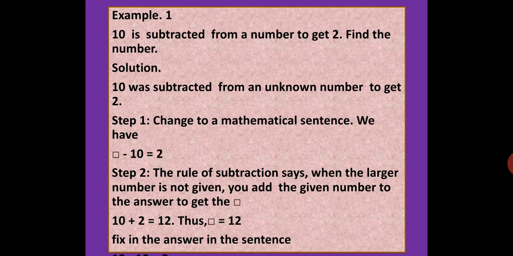So what is the given number? 10. And what's the answer? 2. So you're going to add 10 plus 2 to give you the box. So 10 plus 2 is what? 12. Therefore, the box is what? 12. Then the last rule is to fix in the answer in the sentence to check whether it's actually correct. 10 plus 2 is equal to 12. All right, so 12 is in that box.